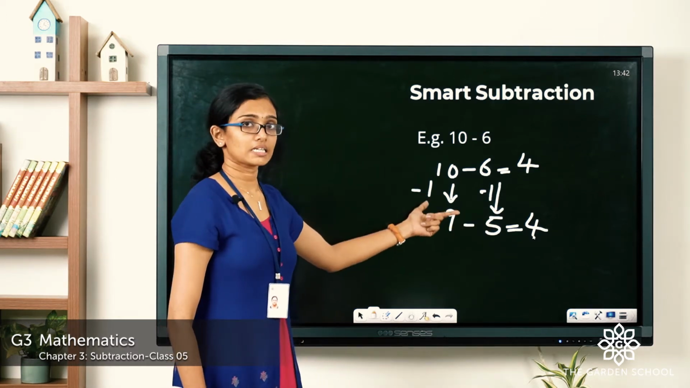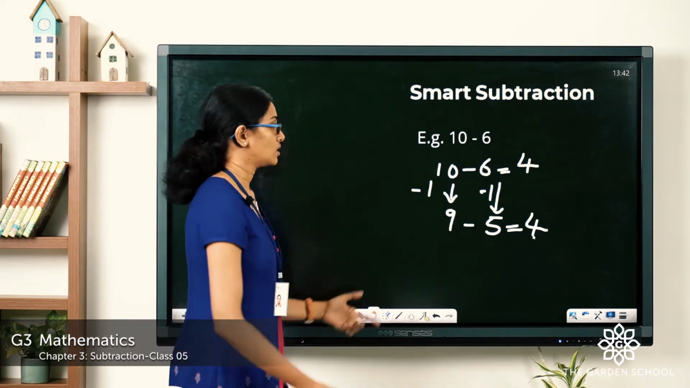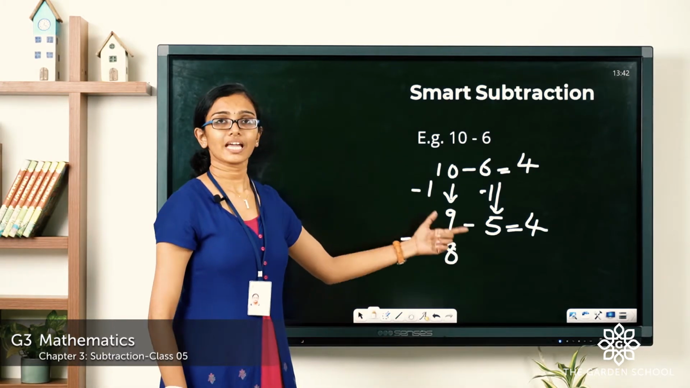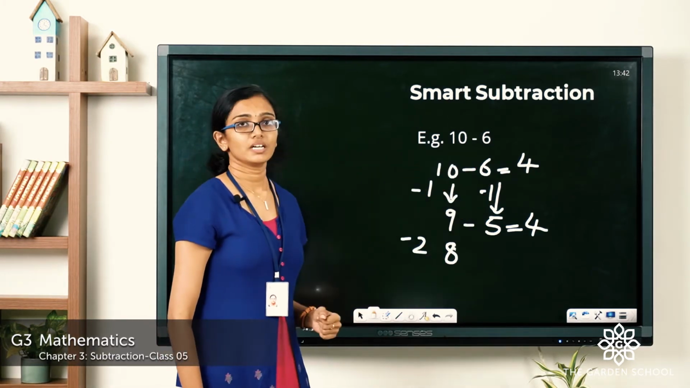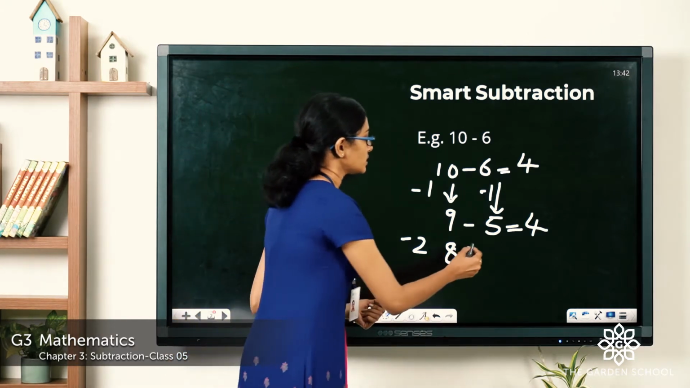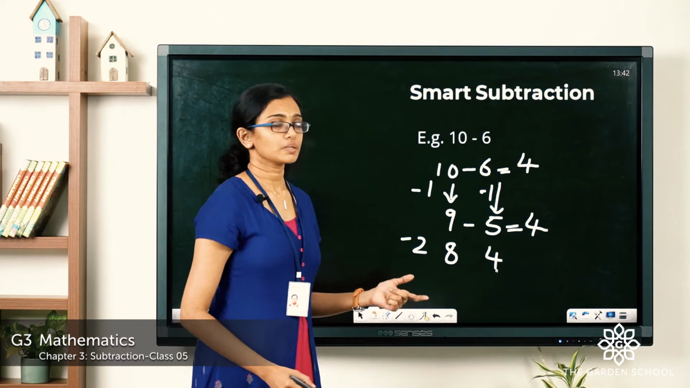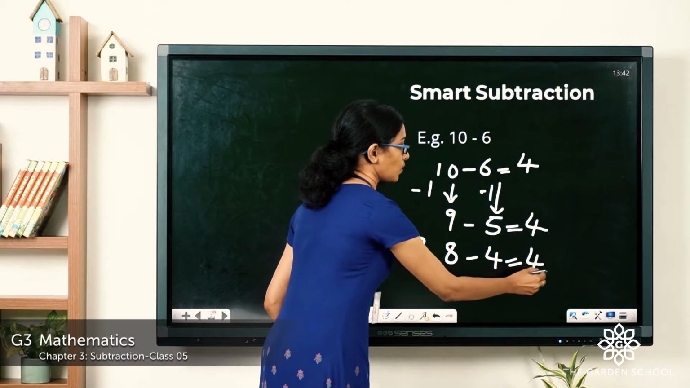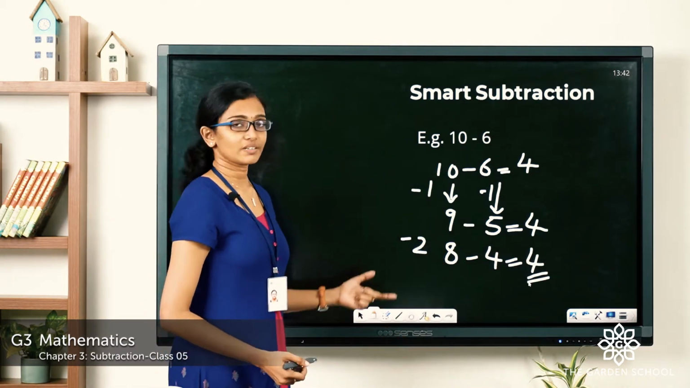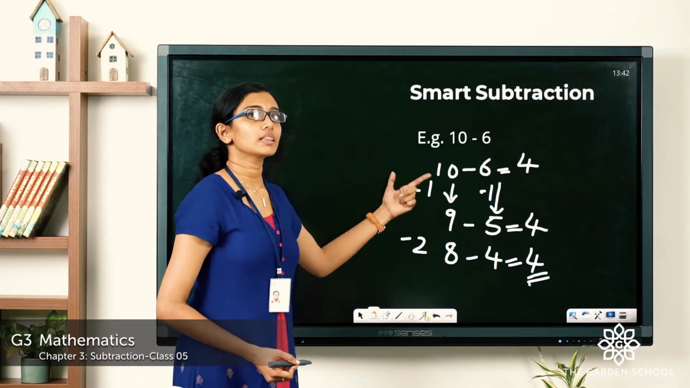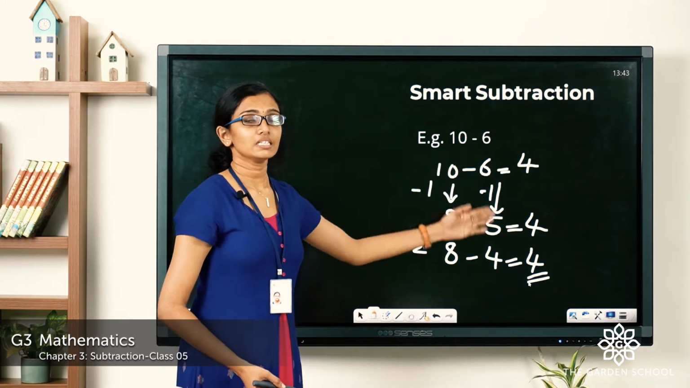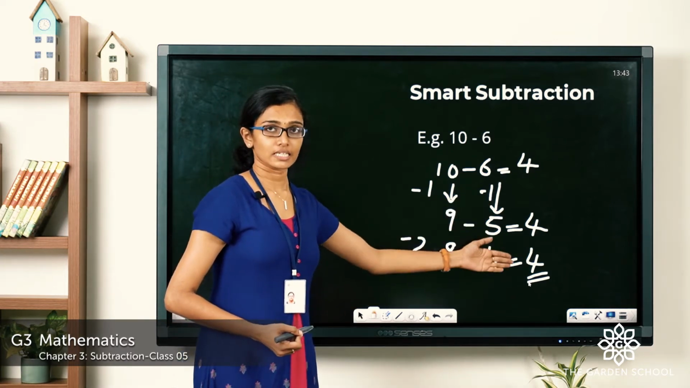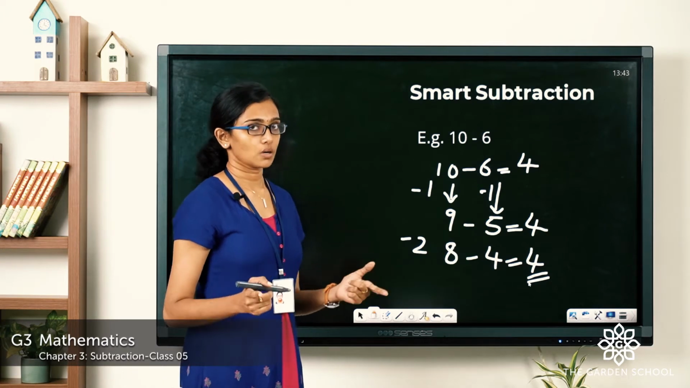Now, instead of subtracting 1, I am subtracting 2 from this 10. So, subtracting 2 from this 10 will give you 8. Then, the same number I am subtracting from the subtrahend. So, 6 minus 2, it is 4. Now, I am subtracting the minuend and the subtrahend. So, 8 minus 4, that is also 4. Did you notice? If we subtract the same number from both the minuend as well as the subtrahend, the difference remains the same. There is no change in the answer that you are getting. Okay. Now, keep this point in your mind.